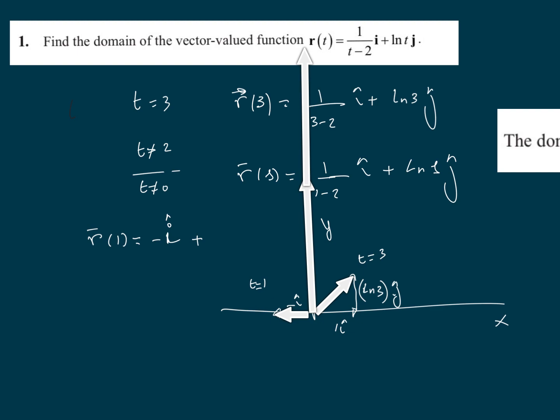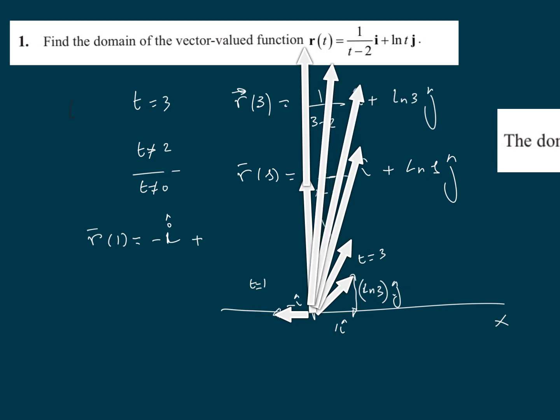So the vector starts here at t equal 1. At t equal 3, this is the vector. At t equal 2 it is not defined. And at t equal infinity, the vector is this big vector. So it means that between t equal 3 and a very large time, the vector maybe is doing like this. For times t greater than 3, maybe this is t equal 4, you can calculate.